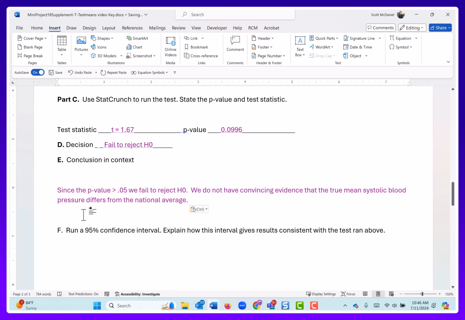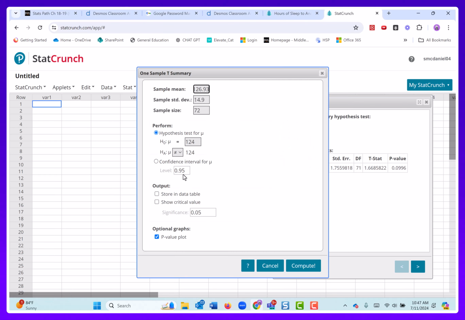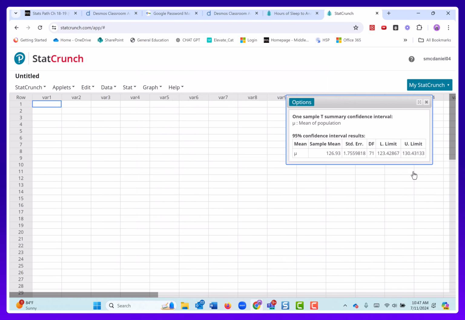Let's go and run a 95% confidence interval. We often run a confidence interval when there is a difference, but I just want to show you something here, just like we did with the proportions. So let's go to Options, Edit, and go back to 95% confidence interval. Here's our interval from 123.4 to 130.4. And the thing I want you to notice is that 124 is contained in the interval. So it is a plausible value. So that's another piece of evidence to not reject H0, and this is always consistent with the two-sided test that we have here.